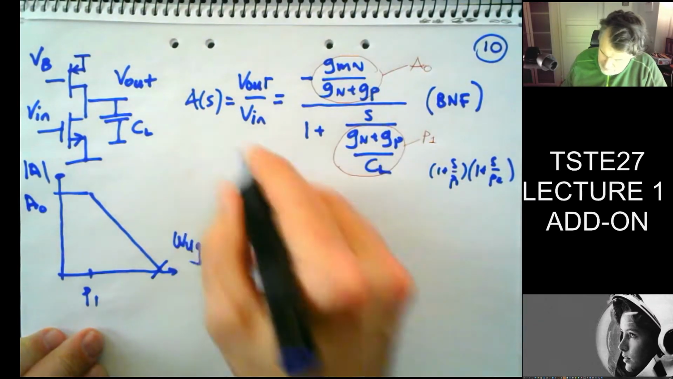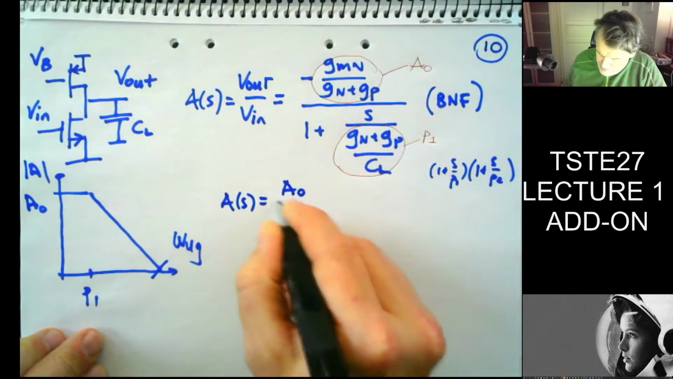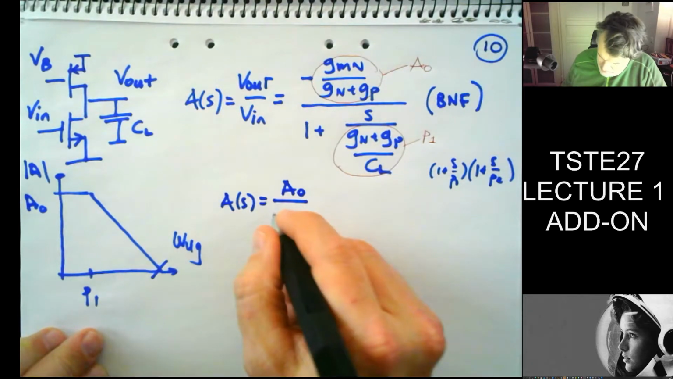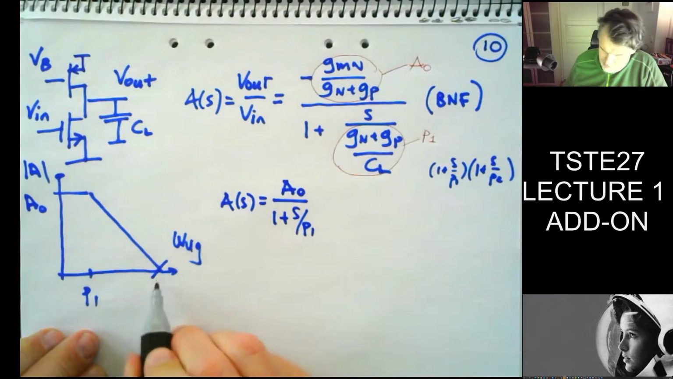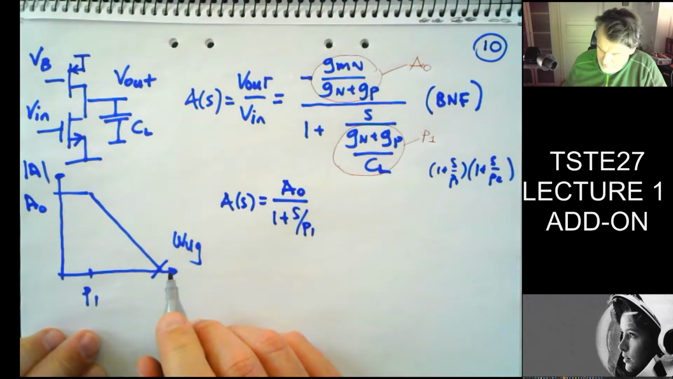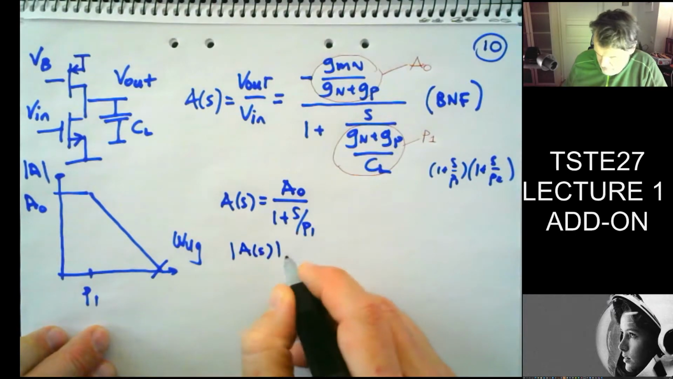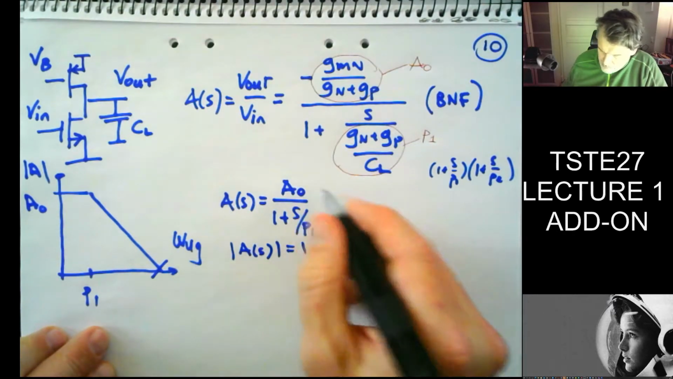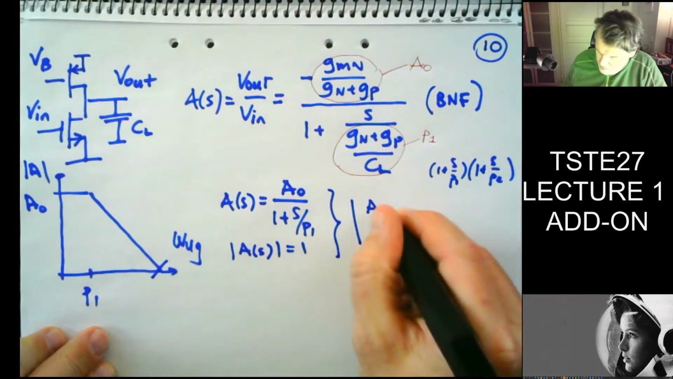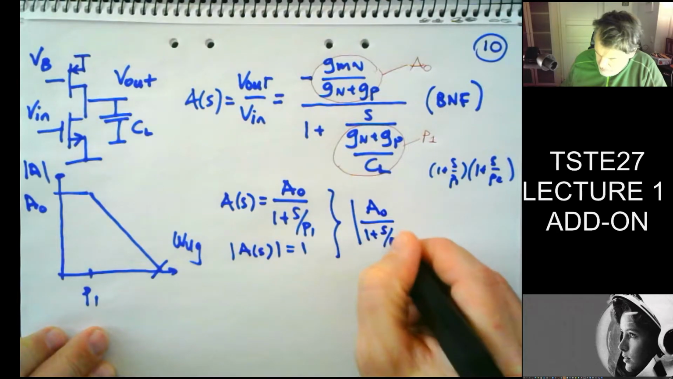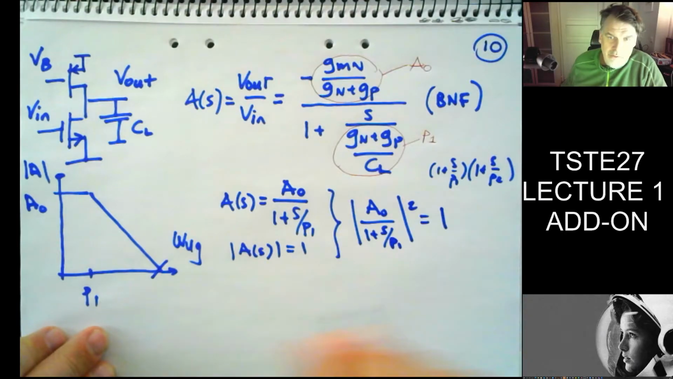So if we write this in a slightly more compact way, A of S is equal to A0 over 1 plus S over P1, and I ignore the minus for now. And I want to know what happens when this is equal to 1. So when is the absolute A of S equal to 1? Well, then that's when we have A0 over 1 plus S over P1, squared even, equal to 1 squared, which is obviously 1.